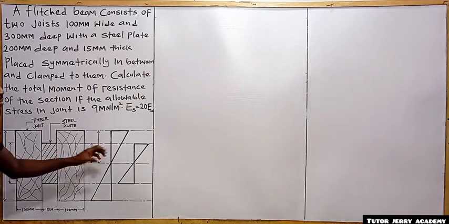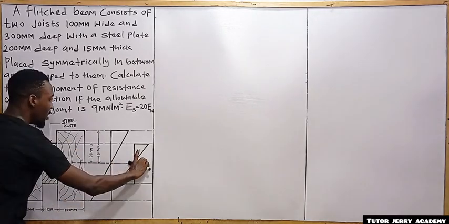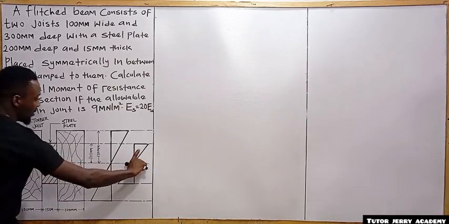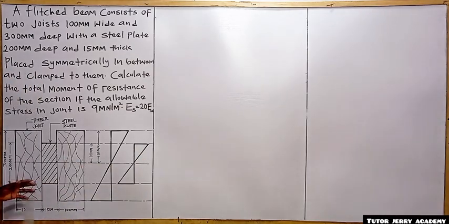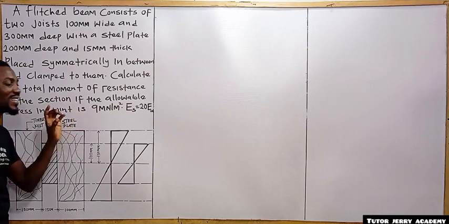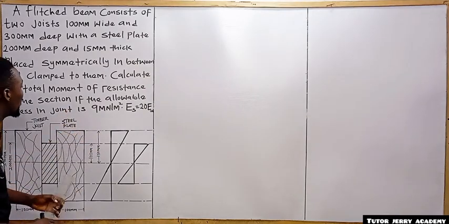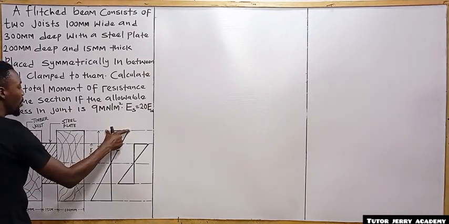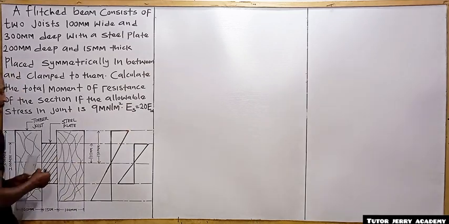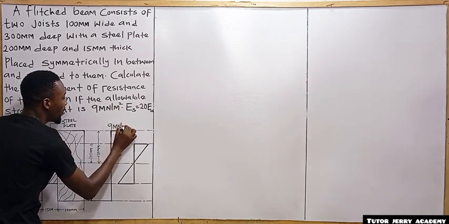So here are the stress distribution diagrams. This is the stress distribution diagram for the whole section, while this is the stress distribution diagram for the steel section alone. They said we should calculate the total moment of resistance of the section if the allowable stress in the joists is 9 meganewton per meter square. That is, the maximum stress in the timber is 9 meganewton, and this is where we are going to have the maximum stress for the timber.